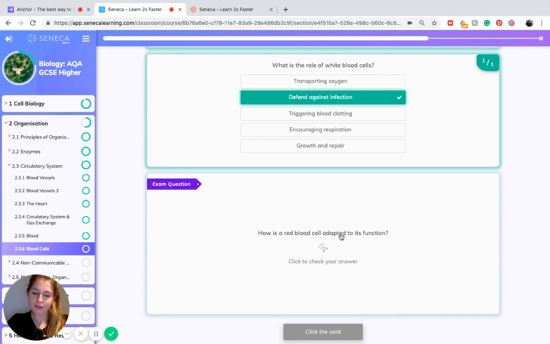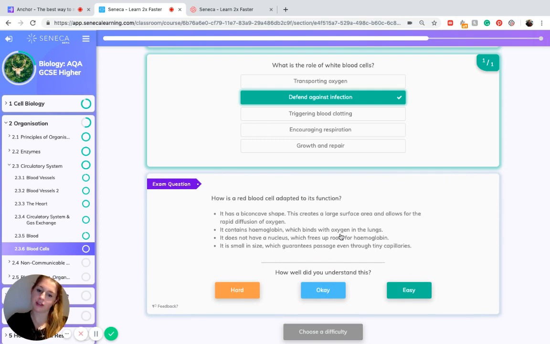So an example question which might come up would be, how is a red blood cell adapted to its function? So first of all, it has a biconcave shape, as I mentioned earlier, creating a large surface area. Secondly, it contains hemoglobin to allow it to bind with oxygen.